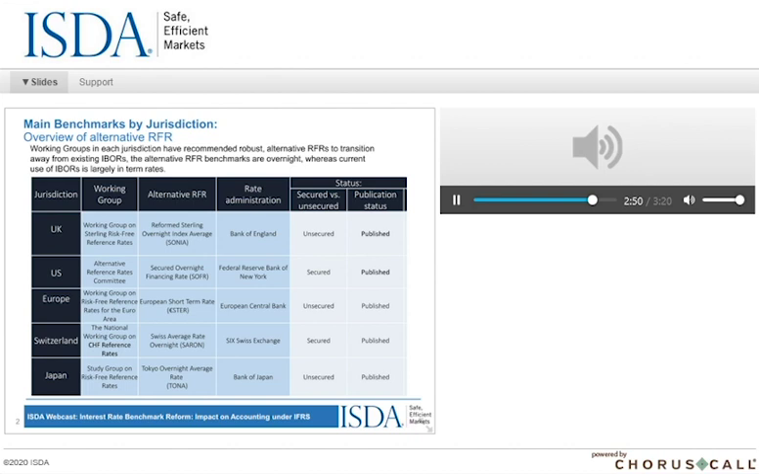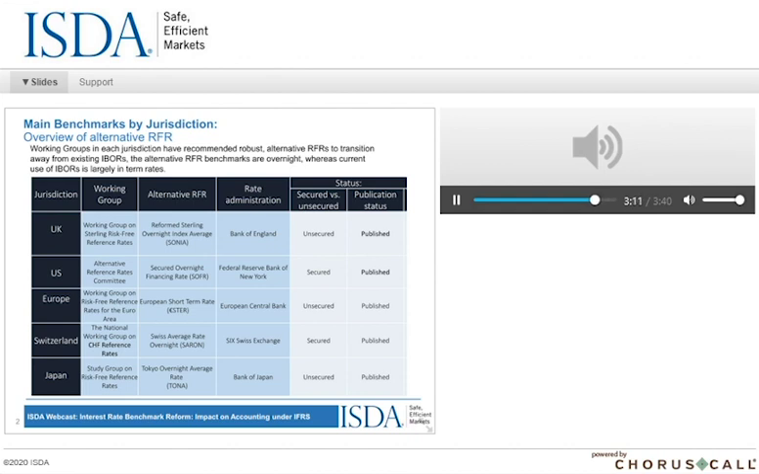These rates are not uniform. They have different histories. Some are based on secured transactions and others on unsecured. Some have been used for a long time in the financial markets, and others are just created to replace benchmarks that are due to cease.